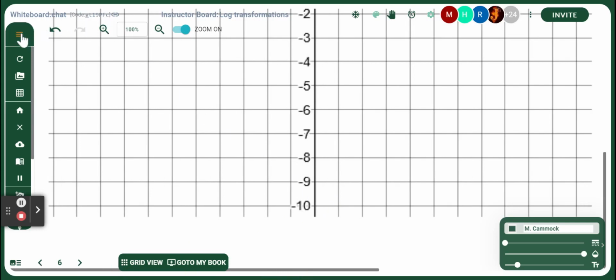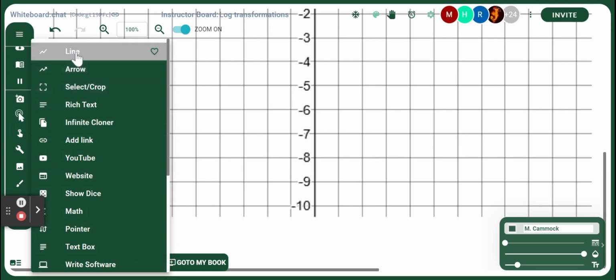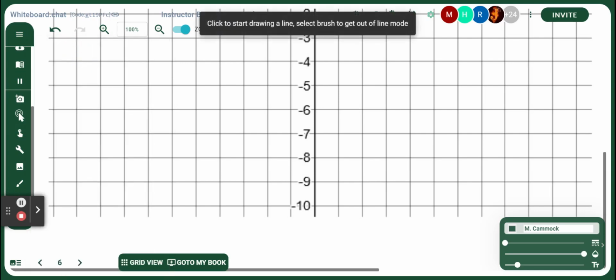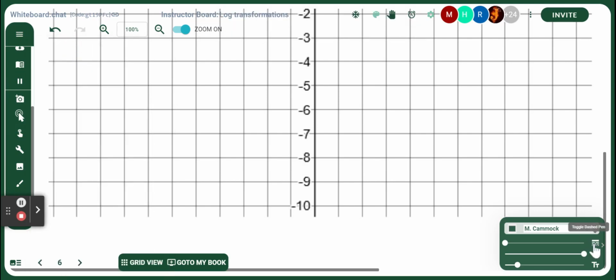Let me come over to my toolbox on the right hand side. Select line, and then I'm going to change it to dotted, which is this little toggle here for dotted. I'm going to put in my line. That's not the best looking line in the world, I'll be the first person to admit that. But folks, there's my line. Maybe I should change it to red. Let me take that out and make it red because that will stand out a little better.